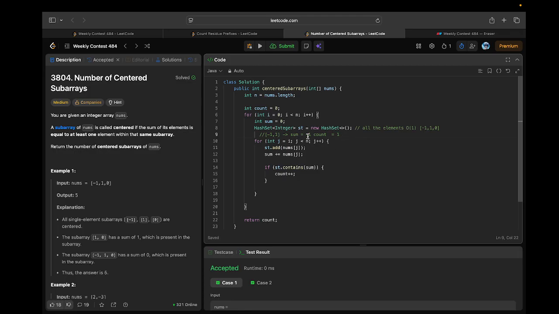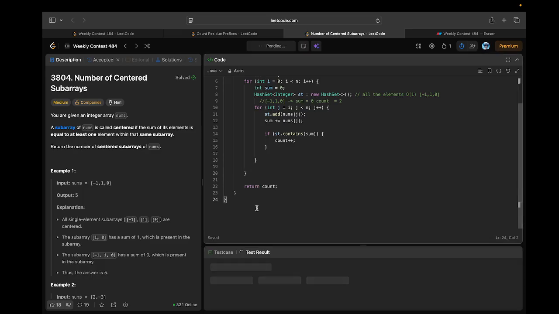Now the sum becomes 0. In this case, we check if the hash set contains that particular sum, but the hash set returns false, so we didn't do anything. Then we move to a 0, our hash set becomes this, and the value of sum is 0. Now we again check if this sum 0 is present. Yes, it is. Then we simply increment the count, and we just have to repeat this process for all the indexes. So this is the code of this particular problem.